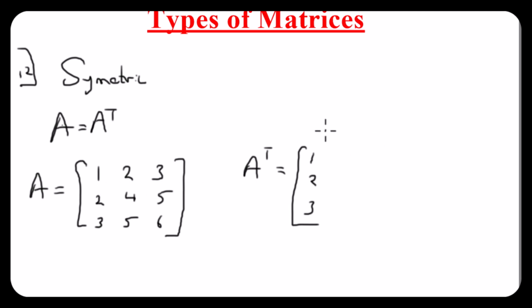I'm writing this first row as a column. The second one, 2, 4, 5, so write as a column 2, 4, and 5. And lastly, 3, 5, and 6.